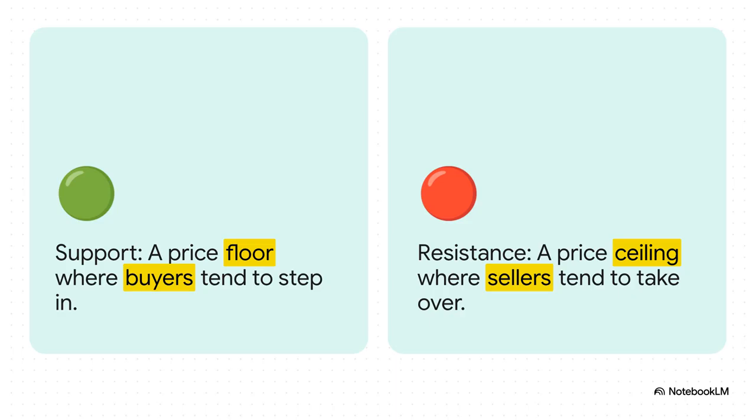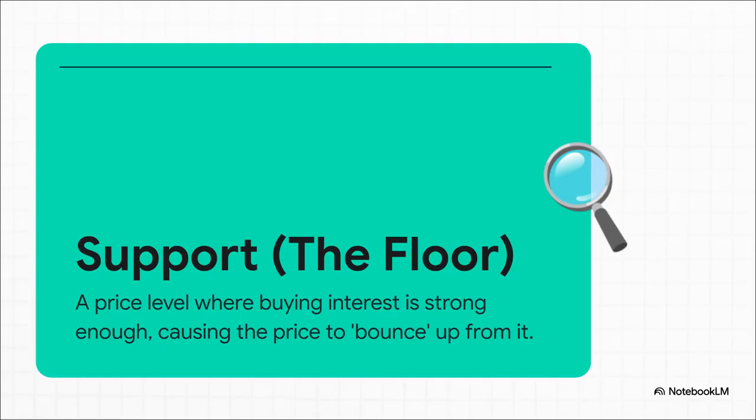And then you have resistance. That's the ceiling. That's where sellers look at the price and think, okay, this is getting a little too high, and they decide to sell and cash out. Let's look a little closer at support, at that floor. Think of it like a safety net. As the price is falling, it hits this level, where a whole wave of buyers decides to jump in. Their combined buying power is so strong that it just soaks up all the selling pressure and whoosh, pushes the price right back up. That's the bounce we're talking about.